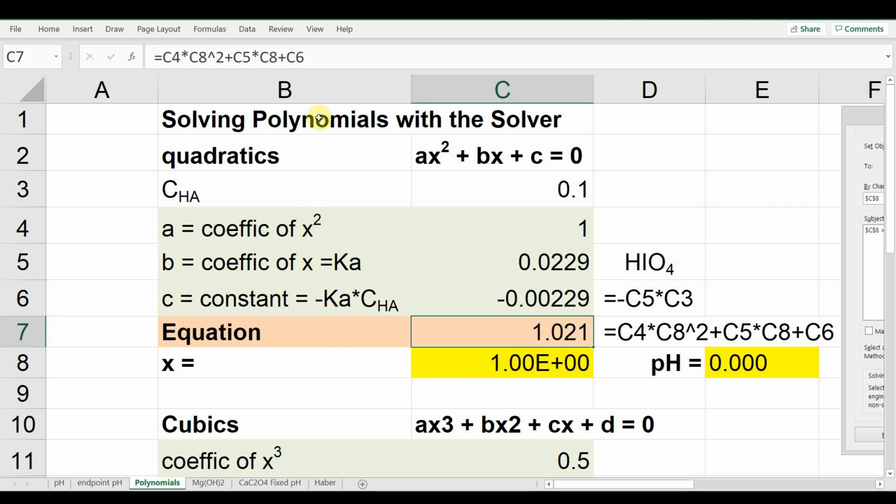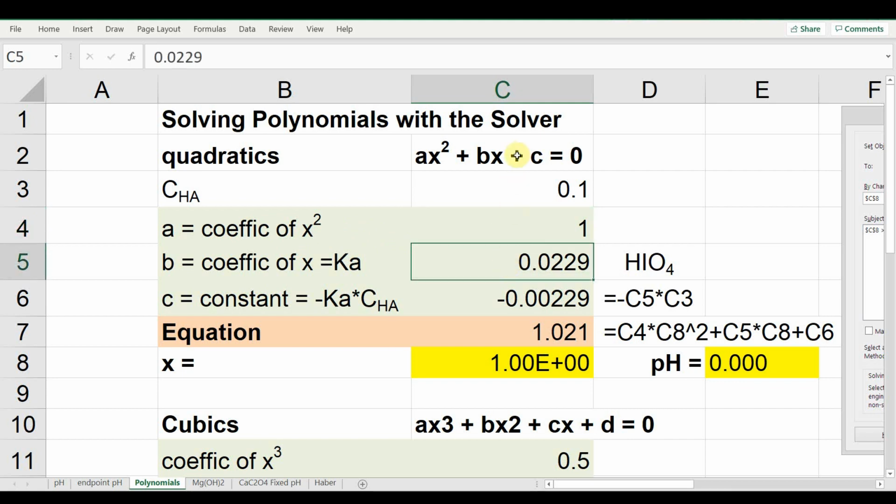This Excel file is named pH exercise, and the worksheet is labeled polynomials. Our quadratic equation is ax squared plus bx plus c equals 0. In column B I have labels. In column C I have the values. In cell C3 I have the concentration of periodic acid, 0.1 molar. In cell C4 I have the coefficient A, which is 1. I don't really need this term.